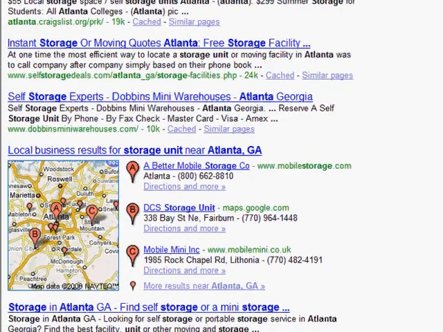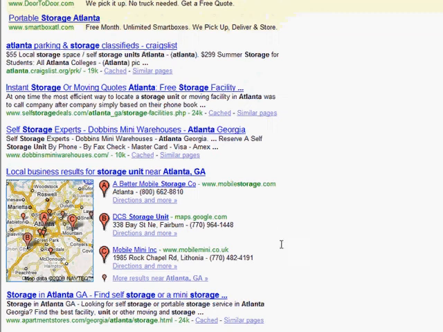Another secret is to get on the local business results for storage unit near Atlanta, Georgia, or storage unit near whatever your city name is, which is this section right here. That's also a very good way to do that.